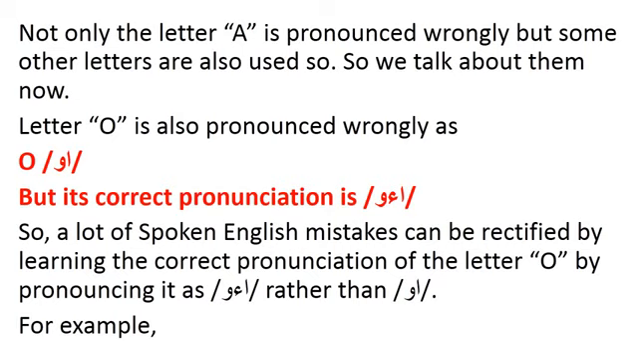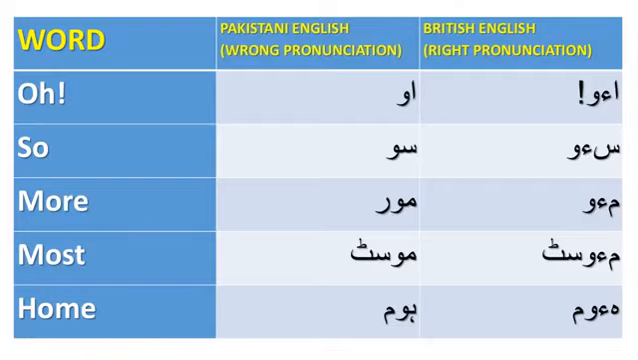Letter O is also pronounced wrongly as O, but its correct pronunciation is O. So, a lot of spoken English mistakes can be rectified by learning the correct pronunciation of the letter O, by pronouncing it as O rather than O. For example, once again a table has been given. In this table, the first word is O-H. It is not O, but O.